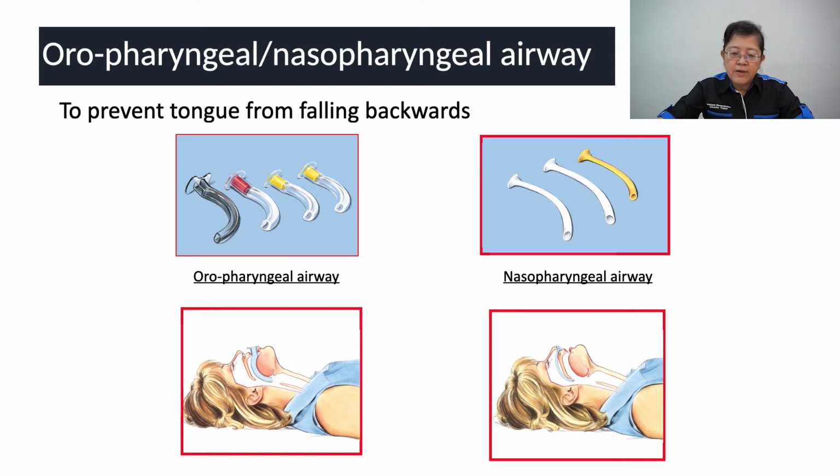The next one here is the nasopharyngeal airway. The nasopharyngeal airway measurement is from the tip of the nose to the tragus of the ear. Of course, it looks smaller, softer, and is better tolerated. But for the nasopharyngeal airway, there's one contraindication: when the patient has ENT bleeding or facial injury, then you don't put in this nasopharyngeal airway.